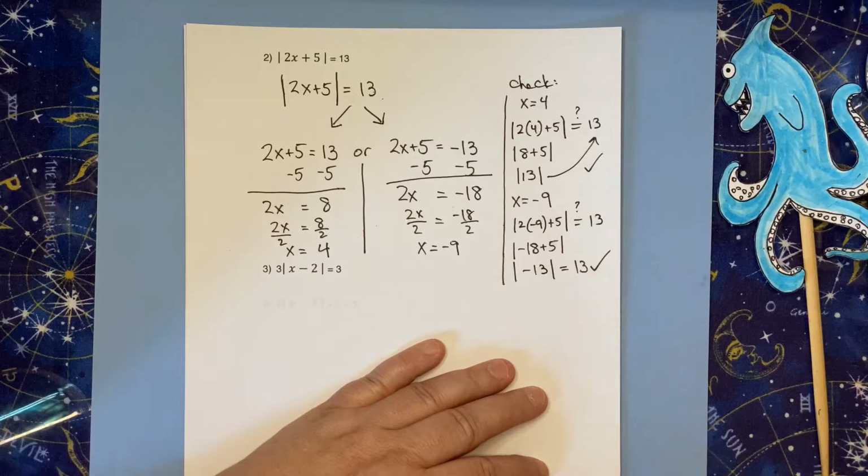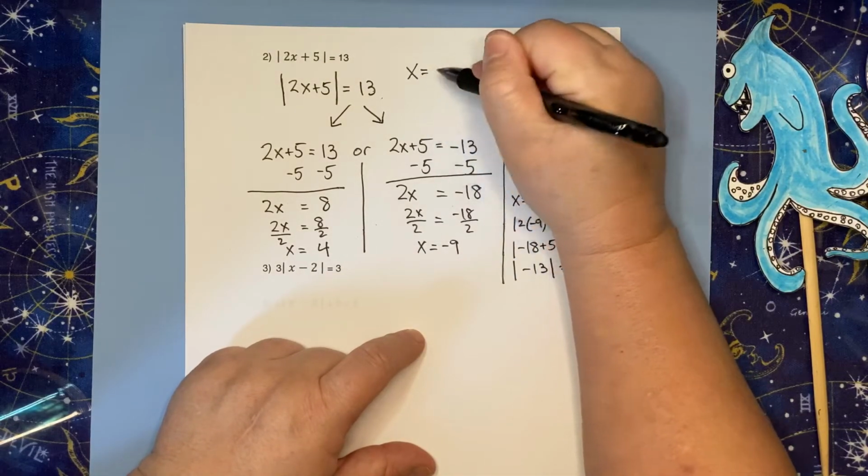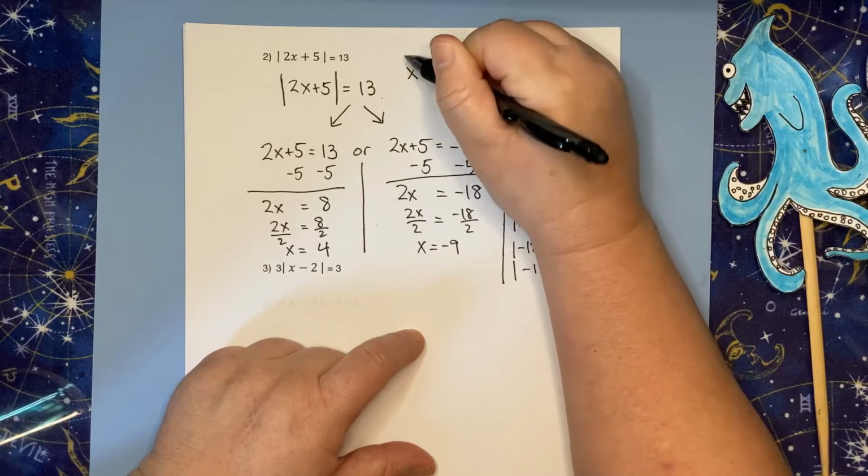That does equal 13. Life is good. So let me go ahead. I'm going to just put this up here. X equals 4. X equals negative 9.